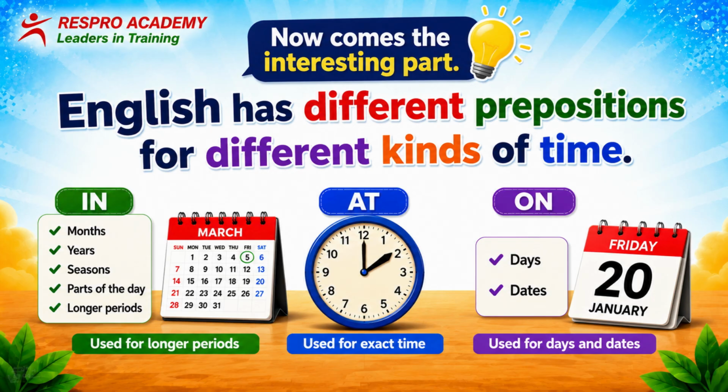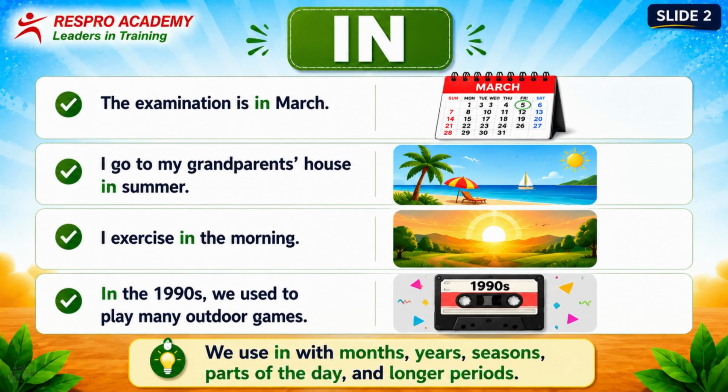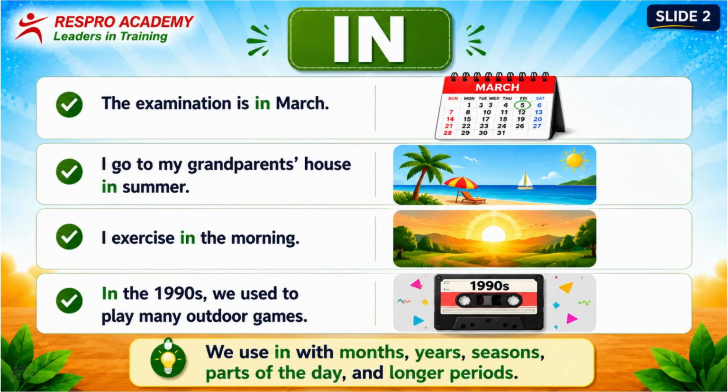Now comes the interesting part. In English, we have different prepositions for different kinds of time. Let's see a few examples. The examination is in March. I go to my parents' house in summer. I exercise in the morning. In the 1990s, we used to play many outdoor games. So, we use in with months, years, seasons, parts of the day, and longer periods.